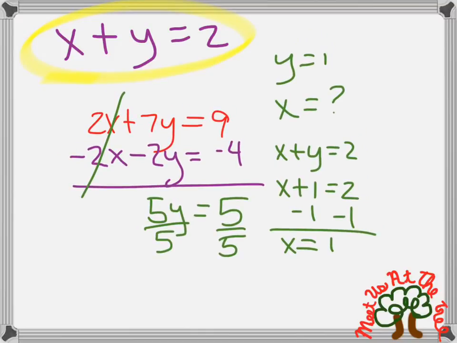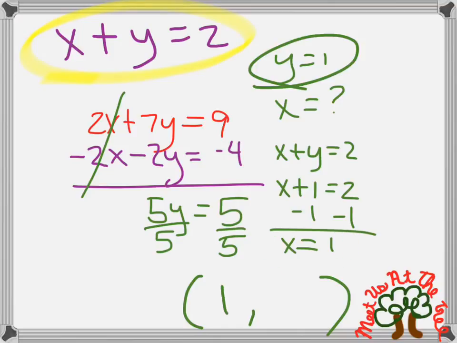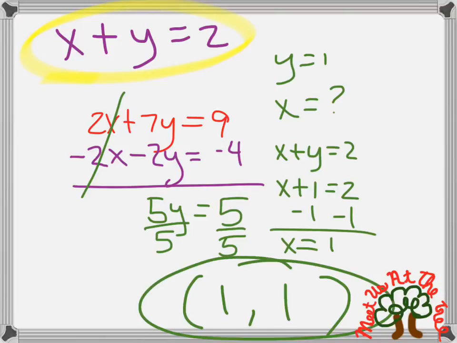So our answer is going to be an ordered pair. X comes first, 1, and y comes next, 1. That is how we do it with elimination. Your goal is to make it so that one is a positive and one is a negative so that they'll cancel. Let's do the next problem.